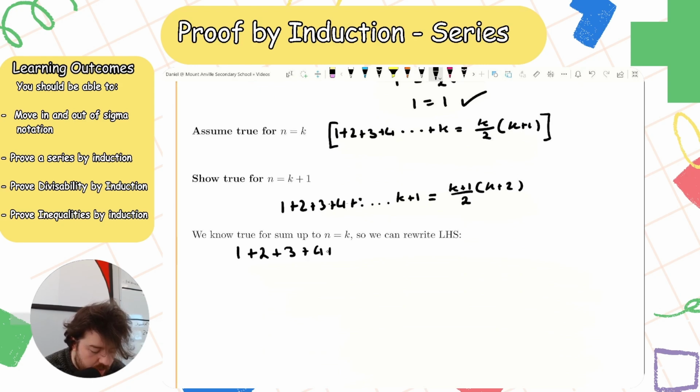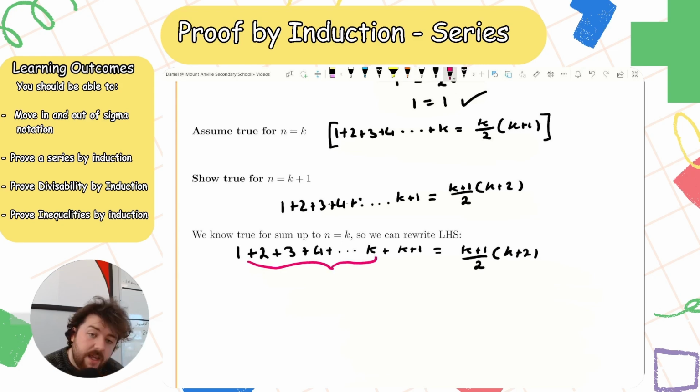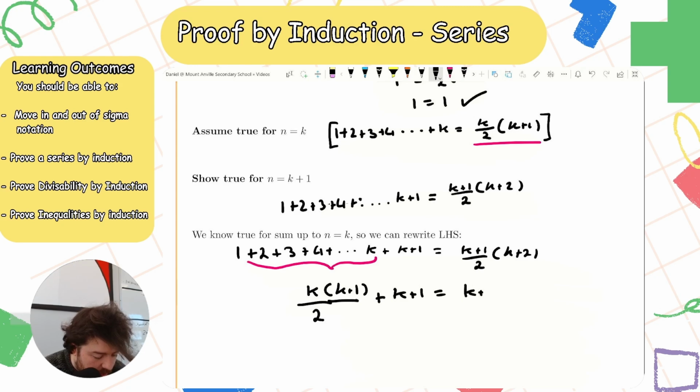1 plus 2 plus 3 plus 4 plus k plus k plus 1 is equal to k plus 1 all over 2 times k plus 2. Using my assumption here, I can rewrite 1, 2, 3 all the way up to k as k over 2 times k plus 1. So k over 2 times k plus 1, that's k times k plus 1 all over 2, plus k plus 1 is equal to k plus 1 times k plus 2 all over 2.